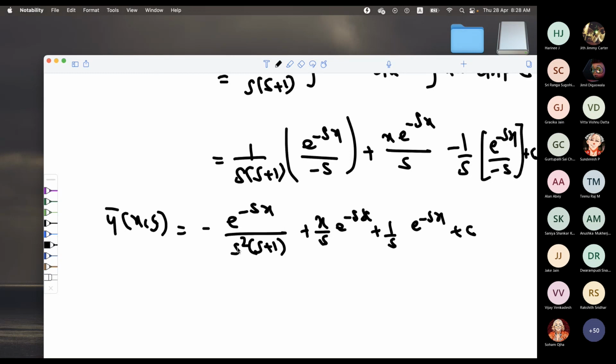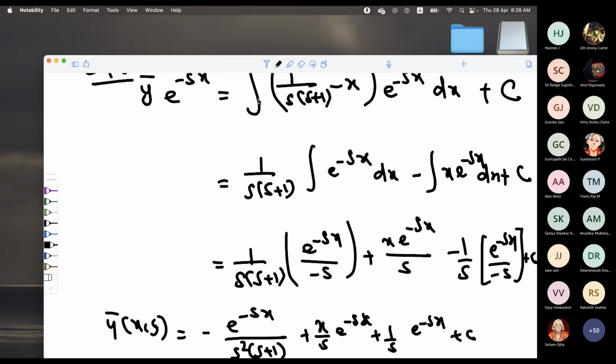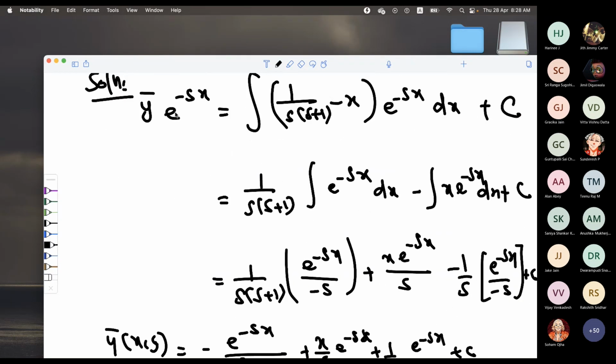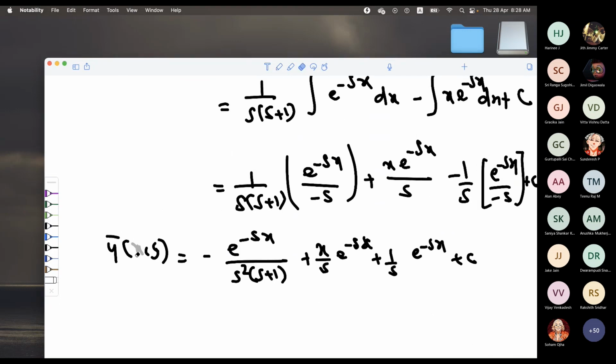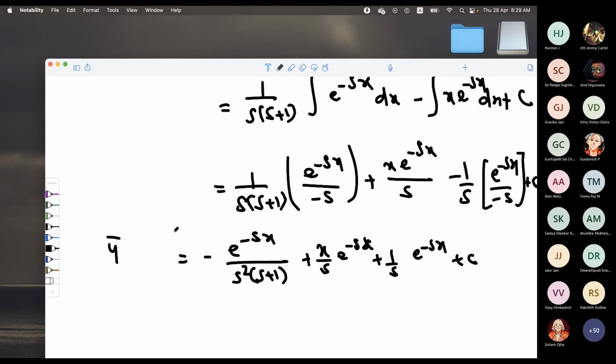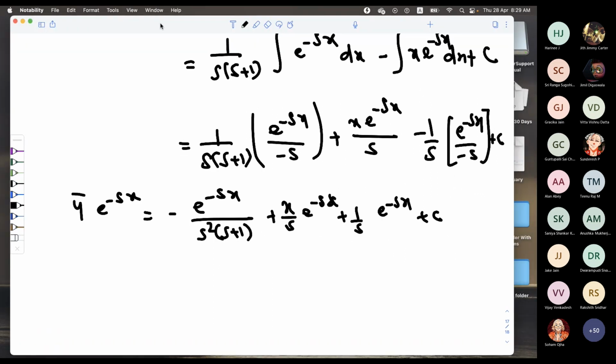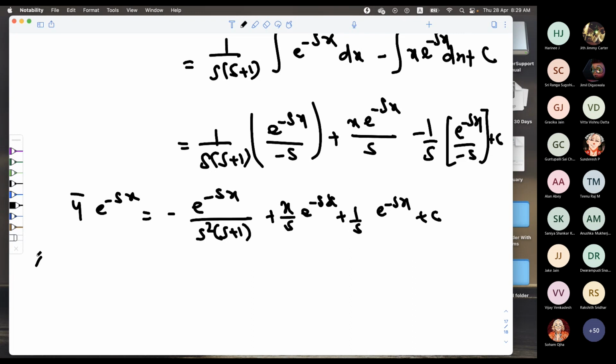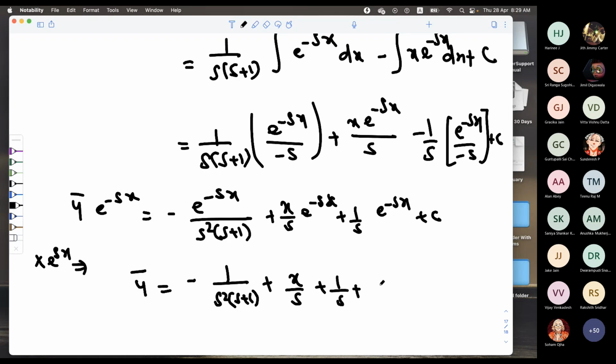Okay, suppose here we have one more e power minus sx, I just missed it: y bar into e power minus sx. With this, suppose we multiplied throughout by e raised to the power sx, which implies y equals minus 1 divided by s square into s plus 1 plus x by s, and here it is 1 by s plus c into e raised to the power sx. Is it clear?